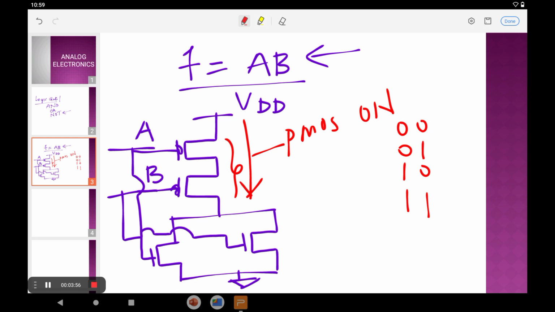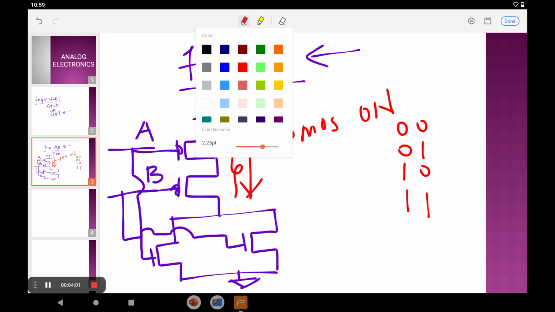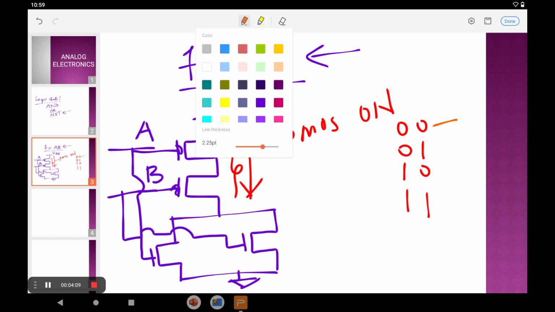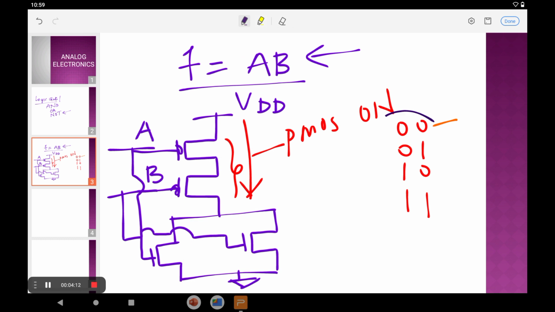In this case, the output is high only for the 0 0 case. Why only the 0 0 case? Let us see here. Whenever the input is 0 0, both PMOS transistors are on. In the remaining considerations, 0 1 or 1 0, one PMOS is on and the other is off. For 1 1, both PMOS are off, so there is no supply from VDD.